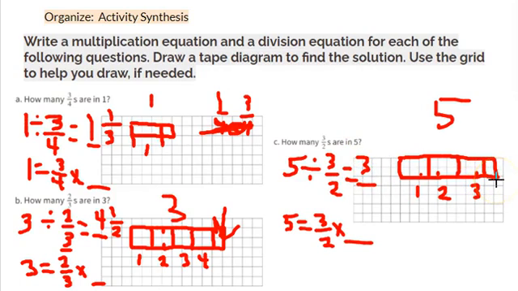And then I've got one more half here. So is it 3 and 1/2? No, because we need 3 halves. Well, I've only got one of the 3 parts I need. So my answer is 3 and 1/3. I think the tape diagrams can help you with this, so don't give up on the tape diagrams quite yet.